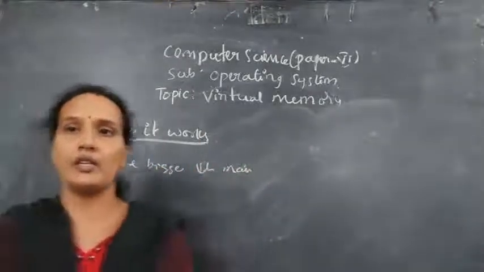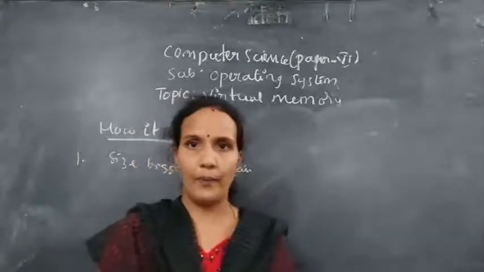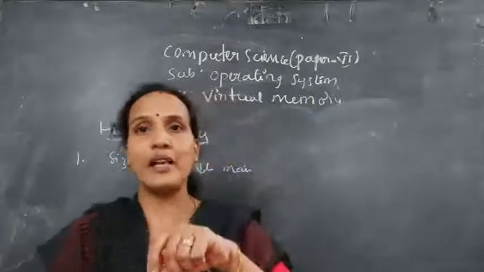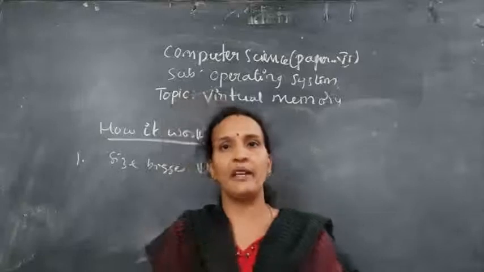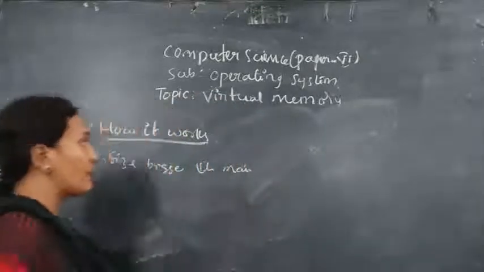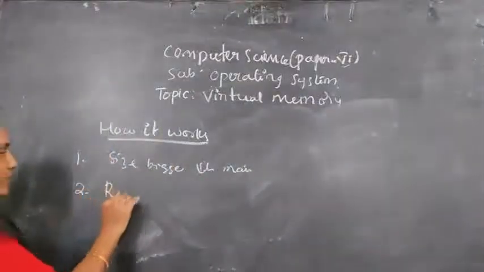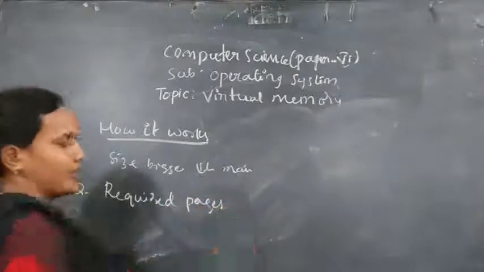So how it works is, when the user wants to execute a program whose size is bigger than the actual memory, then what happens? Instead of loading all the pages of that program into the main memory, it will load only the required pages.